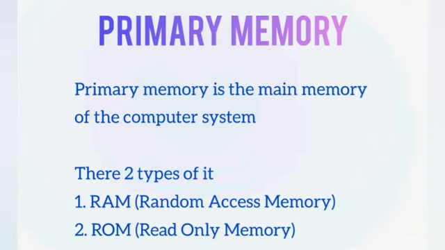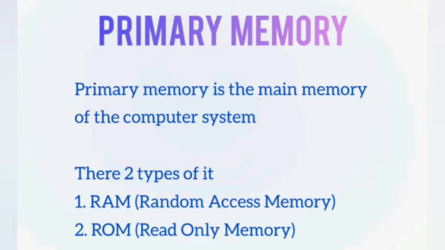Under primary memory, we have two more types, that is RAM and ROM. RAM is nothing but random access memory. It is generally known as the main memory of the computer system. It is called temporary memory or cache memory. The information stored in this type of memory is lost when the power supply to the PC or laptop is switched off.